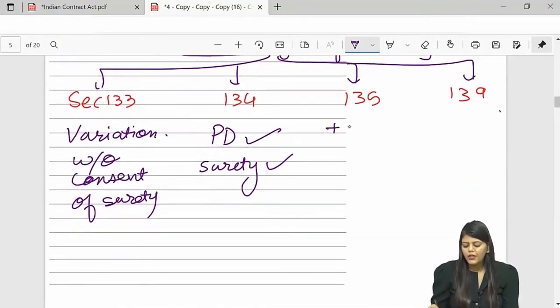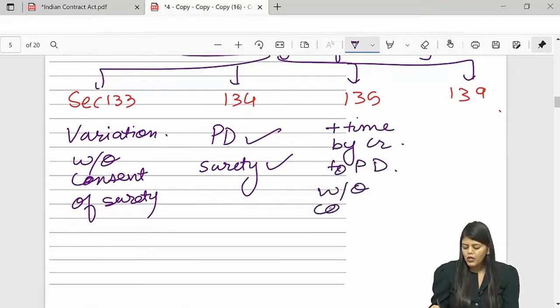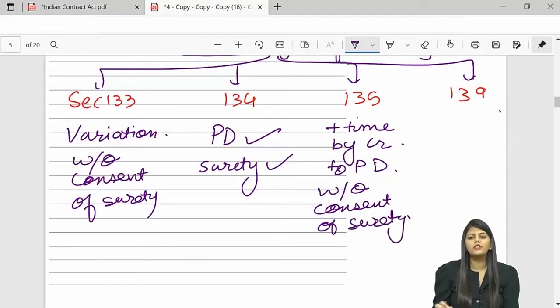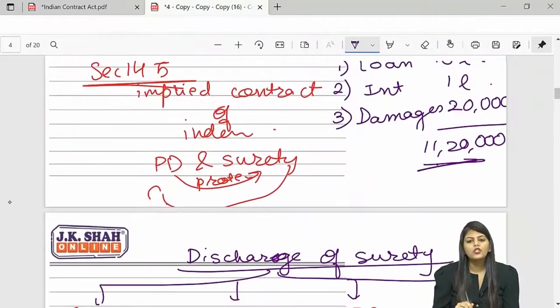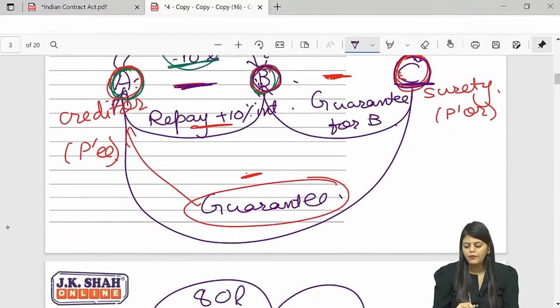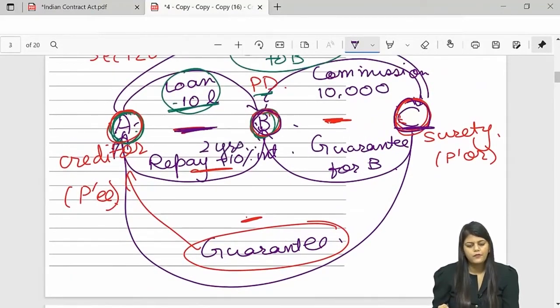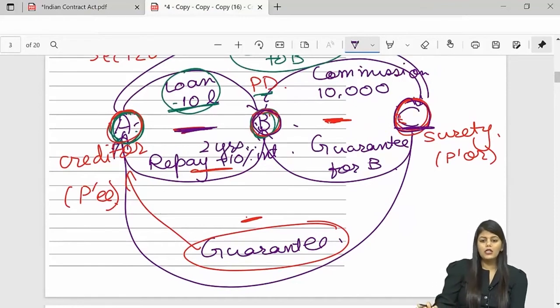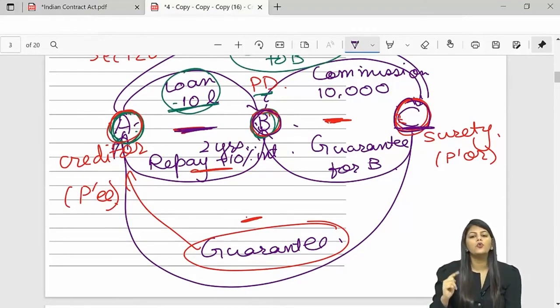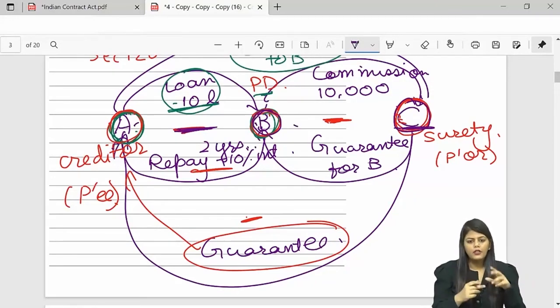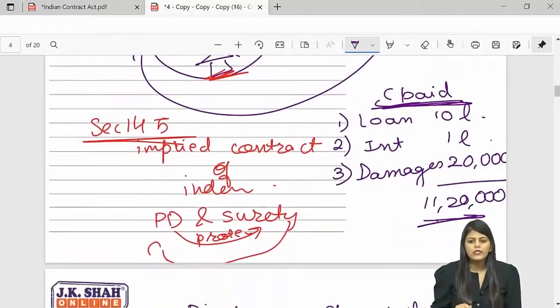Section 135. If any extra time is given by the creditor to the principal debtor for performance without the consent of the surety, it again will discharge the surety. Now, for section 135, if I take the example, the repayment period was 2 years. Without asking C, A gave him 1 more year to repay. C is like, without asking me, how can you extend my guarantee? The interest will also increase. Ask me at least. If you give extra time without his consent, he is discharged.